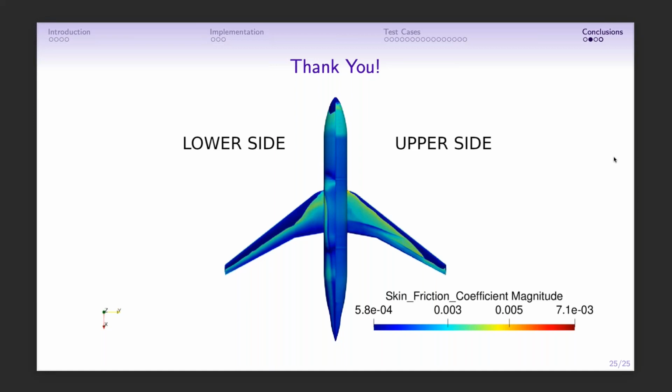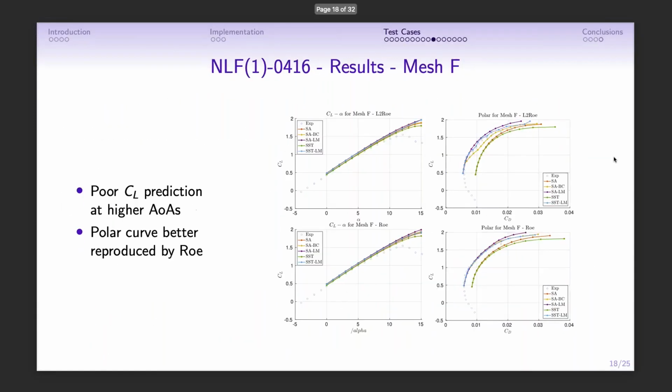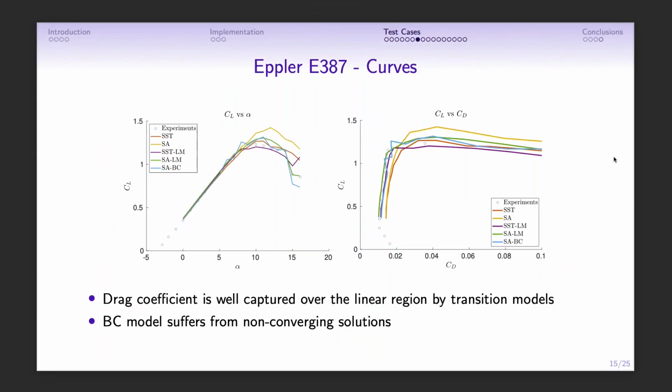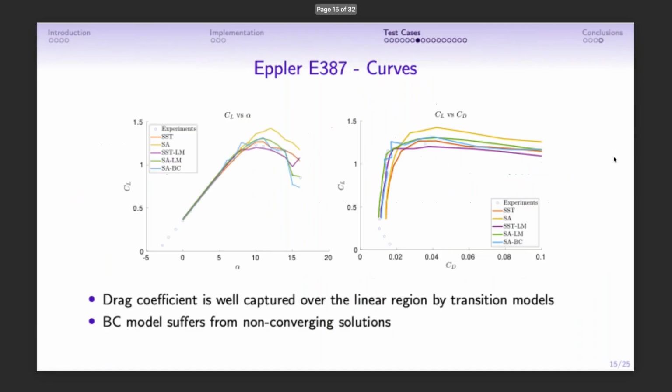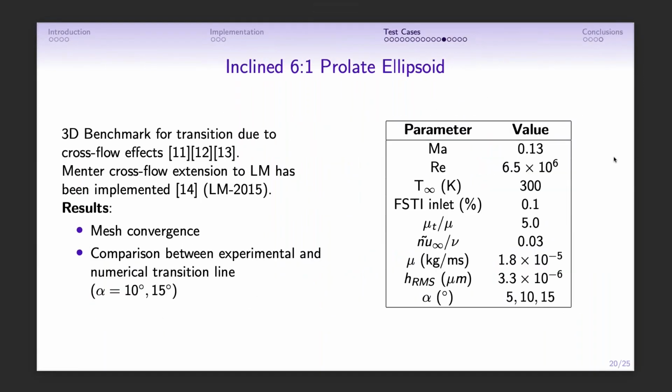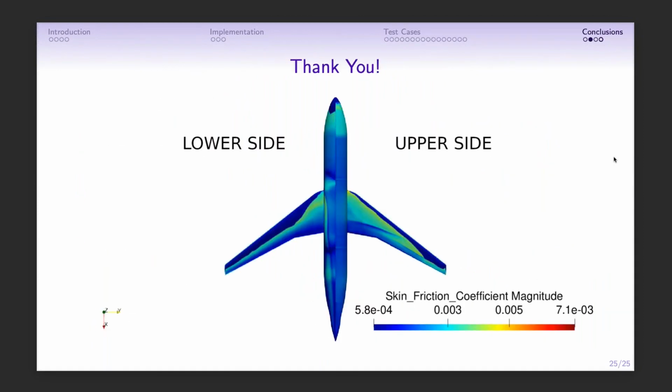Some compressible flow? Yes. The Eppler and the NLF were run as compressible, even though they have low Mach number. Really compressible are the CRM and NLF. So this one here, which you can see here. This is a preliminary run for this.